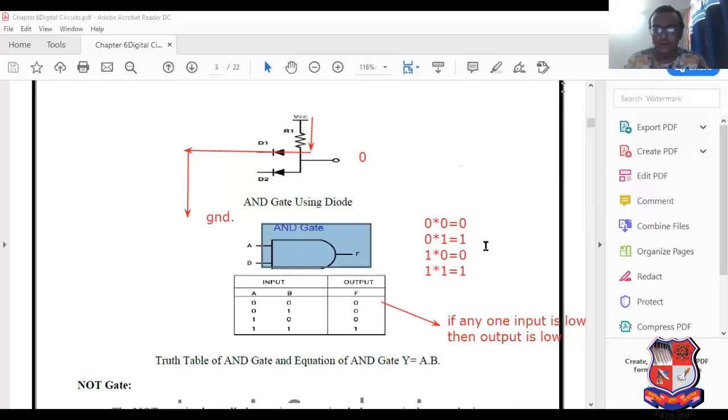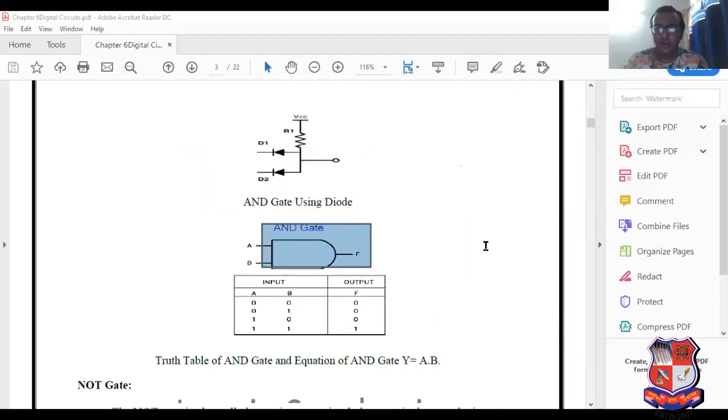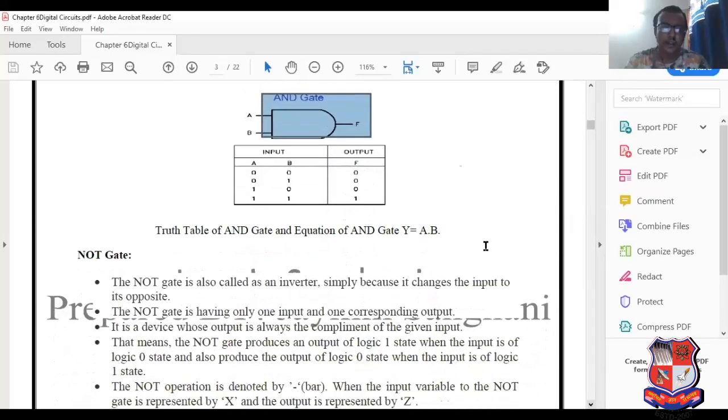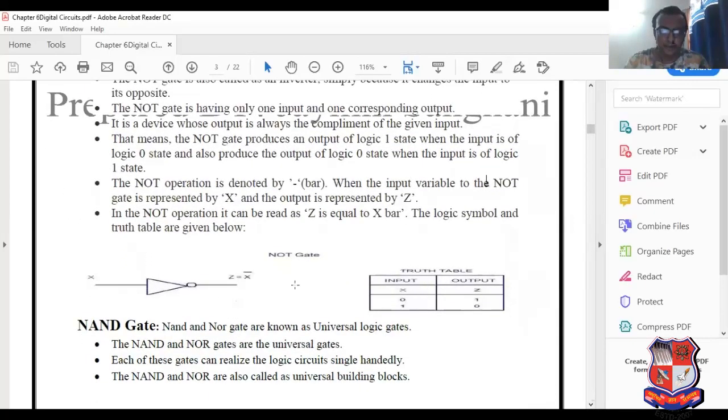What is the function of NOT gate? It just has one input. Remember that point: it has just one input and one output. If 0 is applied as an input, then the output is 1. And if 1 is applied to the input, then the output is 0. Simply invert the function, nothing else.